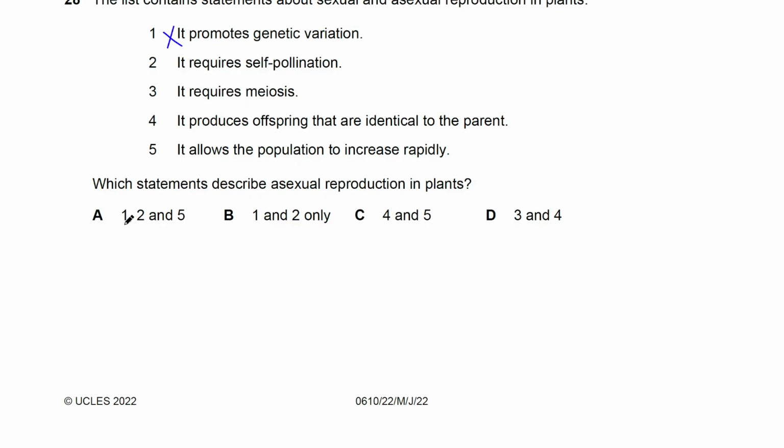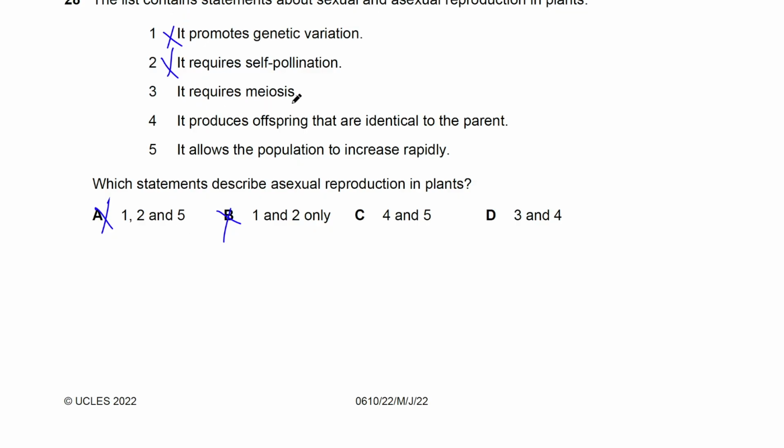Depending on this point, I can exclude A and B directly because they contain one. Two, it requires self-pollination. Come on, self-pollination means there's a male and we have the ovule for female. Also two is wrong. As you see, two is only available in the first two choices. That means I'm on the right track.